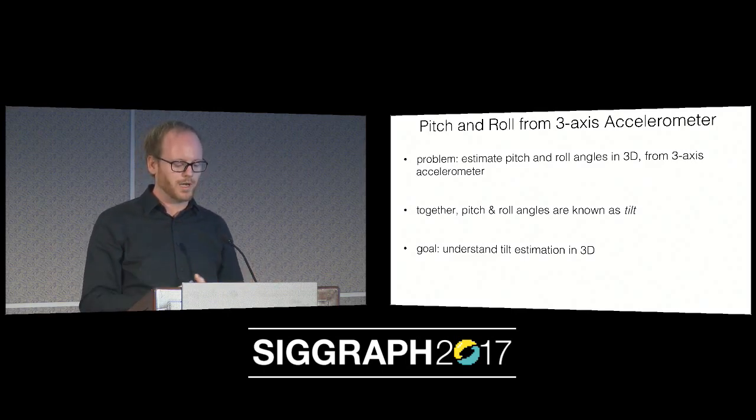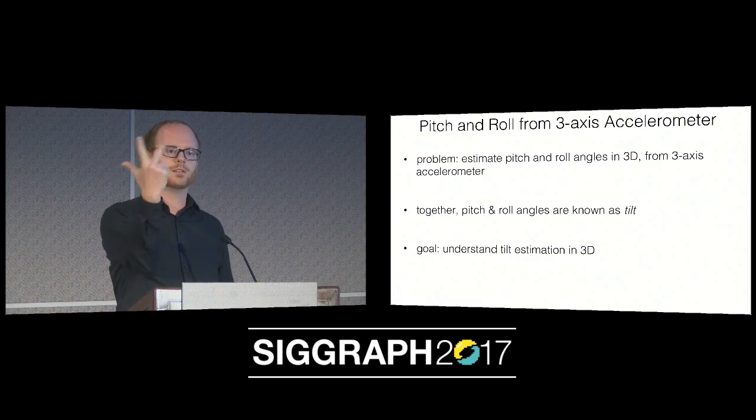And those two angles together are known as the tilt, right? So tilt is roll and pitch, but it doesn't have any information about the yaw.